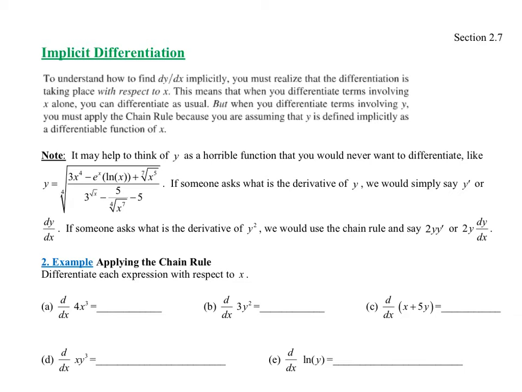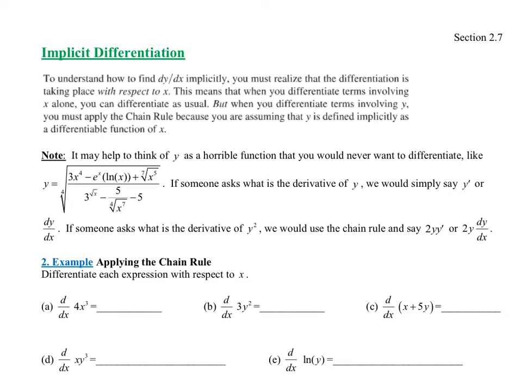Okay, this means, it says, but when you differentiate terms involving y, you must apply the chain rule because you are assuming that y is defined implicitly as a differentiable function of x. In other words, the derivative of x cubed is 3x squared because it's a function of x. But the derivative of y cubed would be 3y squared y prime. So we need to add that y prime on. We do not need to add the x prime on because we're taking it with respect to x.